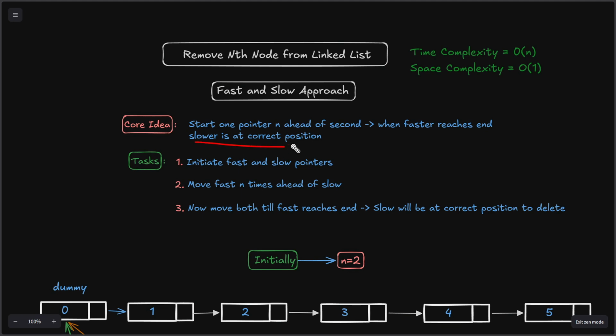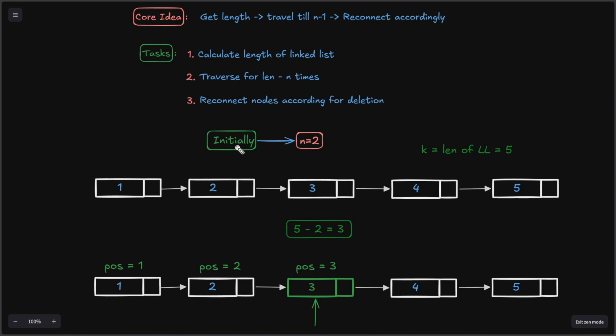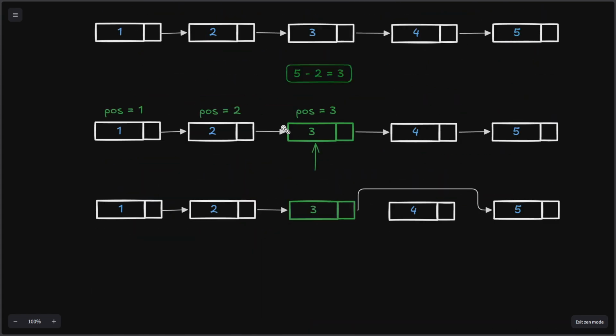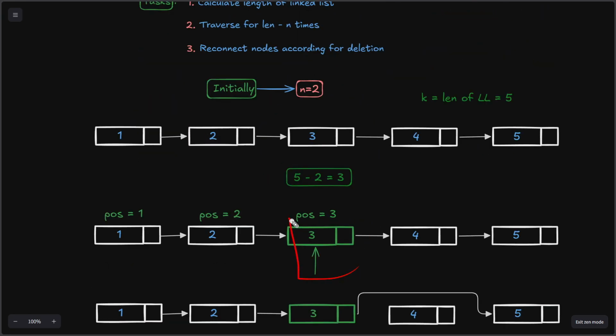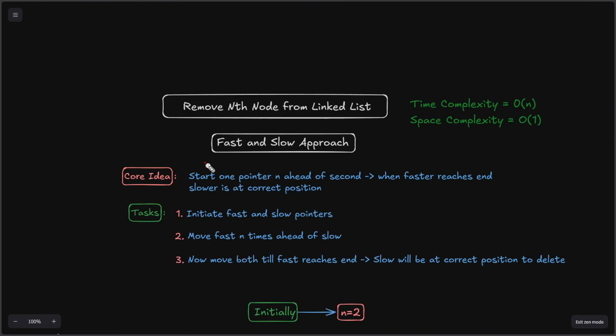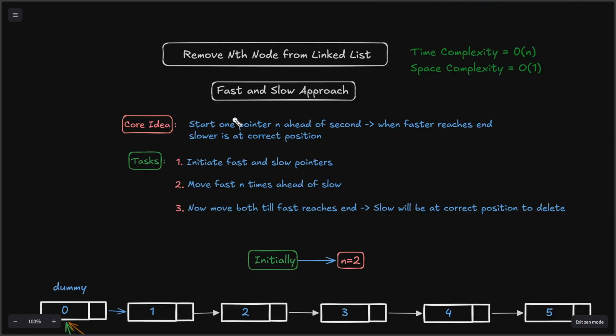So by moving both of them together, now I'll reach this position. Okay, you can see this position we had in our last case for the length based approach. In the length based approach, we had this case where we have to reach this position. Same way, slow is going to reach the correct position.